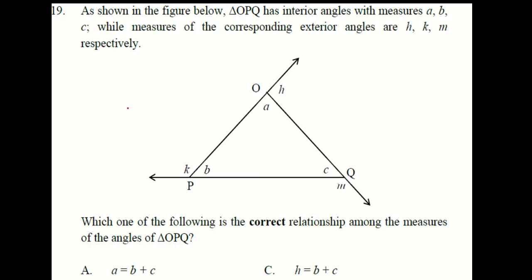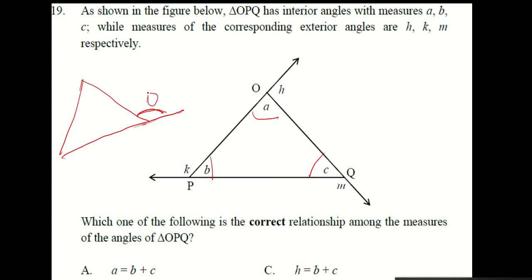Then question number 19. As shown in the figure below, triangle OPQ has interior angles with measures A, B, and C. This angle we call an interior angle. Angle A is also an interior angle, and angle C is also an interior angle. Remember one thing: in a triangle, we may have an exterior angle. An exterior angle means we can extend one of the sides. For example, if I extend this side, there will be an angle formed outside the triangle. This angle we call an exterior angle.